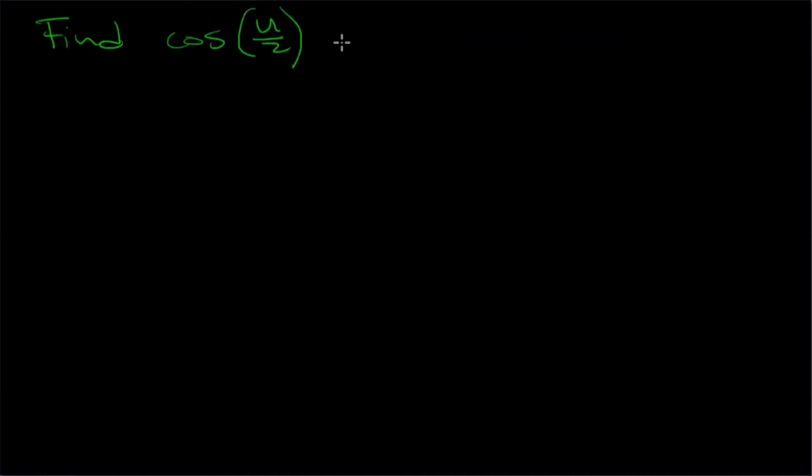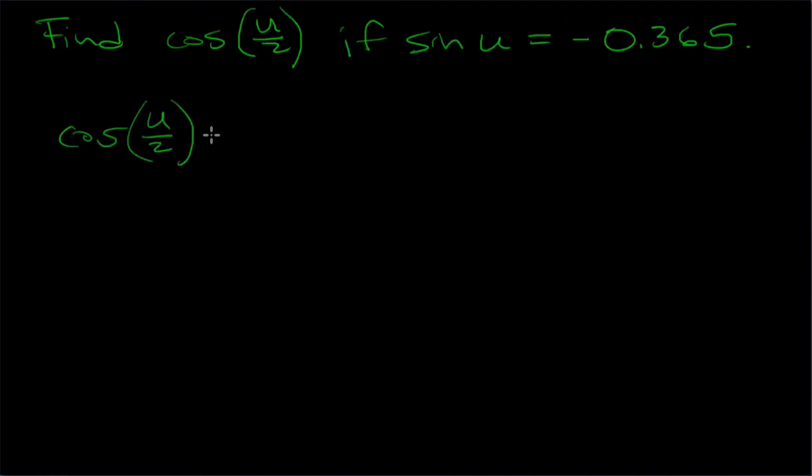Okay, so find cosine of u over 2 if sine of u is negative 0.365. The first thing I'm going to do is start with the cosine of u over 2 and just write out what I know that is. It's either plus or minus the square root.